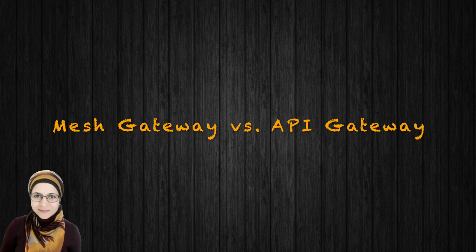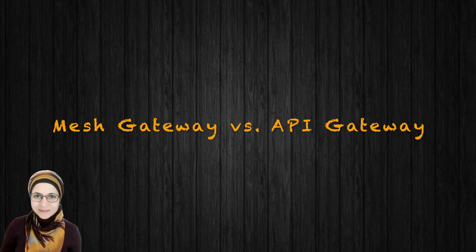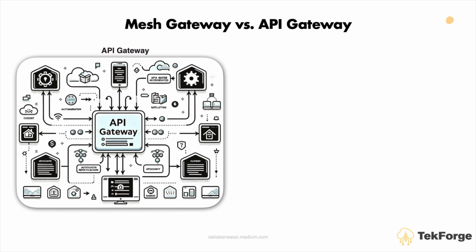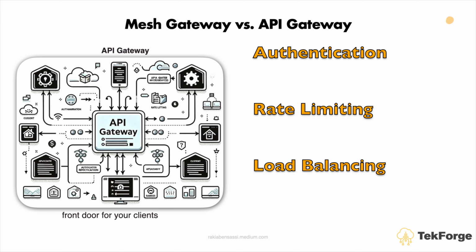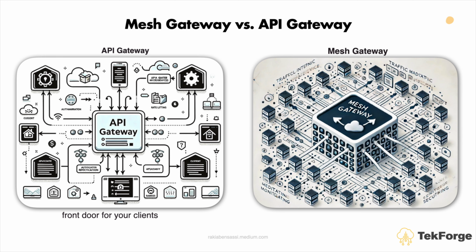Mesh gateway versus API gateway. Both a mesh gateway and an API gateway play crucial roles, but they serve different purposes. An API gateway acts as a front door for your clients, handling requests and routing them to the appropriate services. It manages things like authentication, rate limiting, load balancing, making it easier for clients to interact with your services. It stands between your microservices and the outside world. On the other hand, a mesh gateway is used within a service mesh to manage traffic entering and exiting the mesh. It's all about handling service-to-service communication by mediating requests inside the microservices architecture.